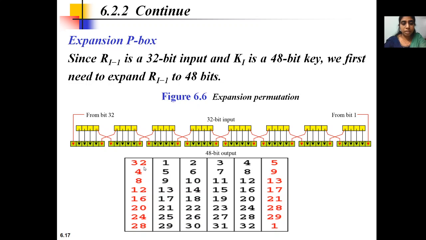So here the 32nd bit is added in the first position and the first bit is transposed to last. And bits from 4 to 28 are placed over here, and from 5 to 29 are placed over here. So like this we are going to replace the values and we are going to get a 48-bit output.